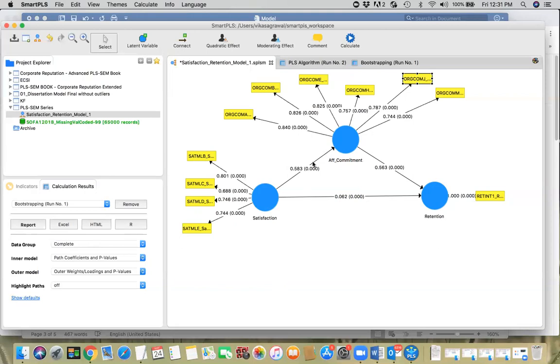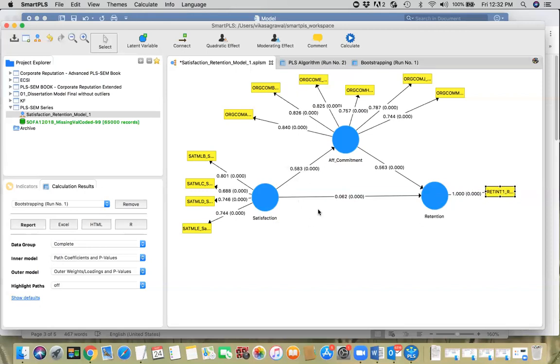So when it comes to the structural model, all the path coefficients are significant. That means the relationship between satisfaction and commitment is significant, which means that higher satisfaction does lead to higher commitment. This is also significant, which means that higher commitment leads to higher retention. And this is significant, although it's a very small effect, so we can say that higher satisfaction leads to higher retention as well.